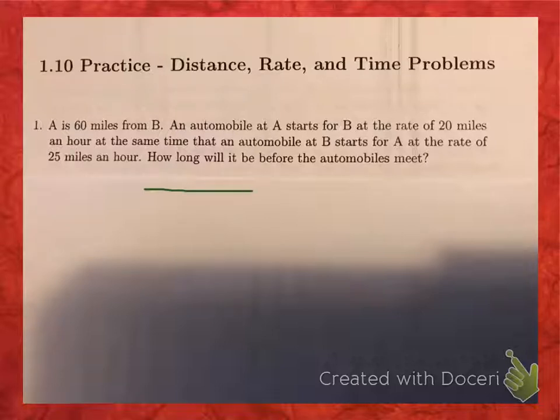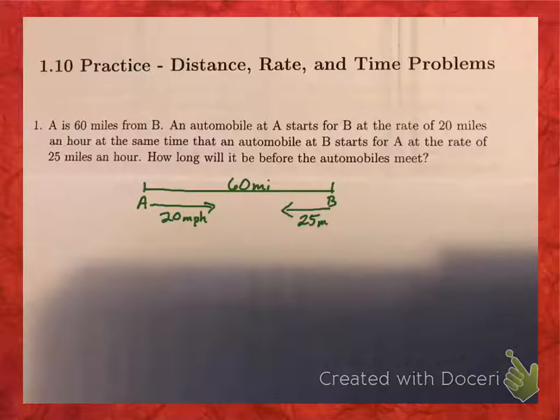Alright, let's do this first one. I like to draw out what I'm looking at. So, I've got 2 trains, train A and train B. They are 60 miles apart. Train A is traveling at, I mean, not 60 miles, 20 miles an hour. Sorry, I was looking at 60. And B is going at 25 miles an hour.